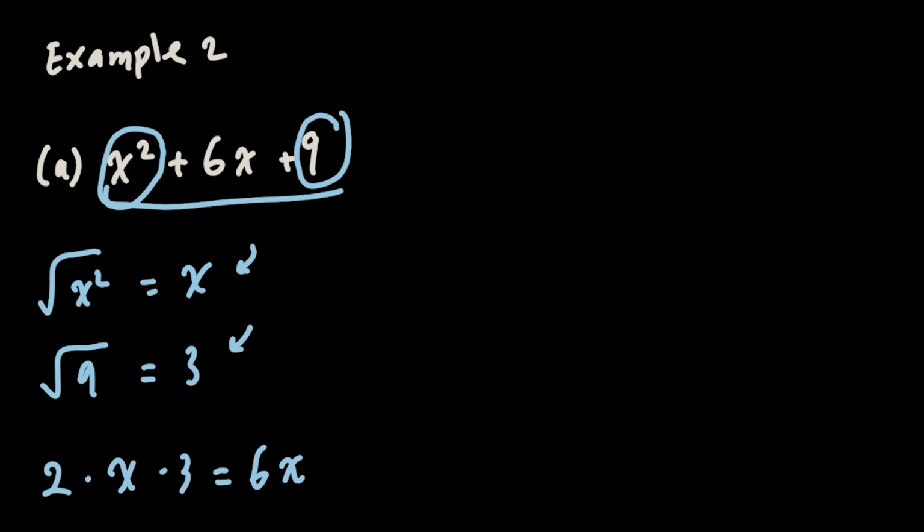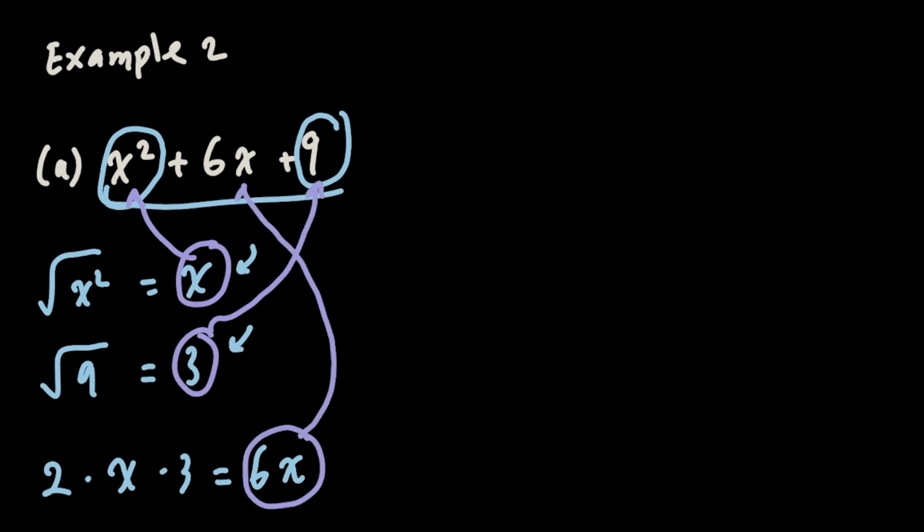Just see here, this x is this x here. This 3 came from this 9 here. And 6x is this 6x. If we have these three conditions, this is a perfect square. So we can rewrite it as x and then the sign here, which is plus, and then we put the 3 here, so it's 3 all to the power 2.